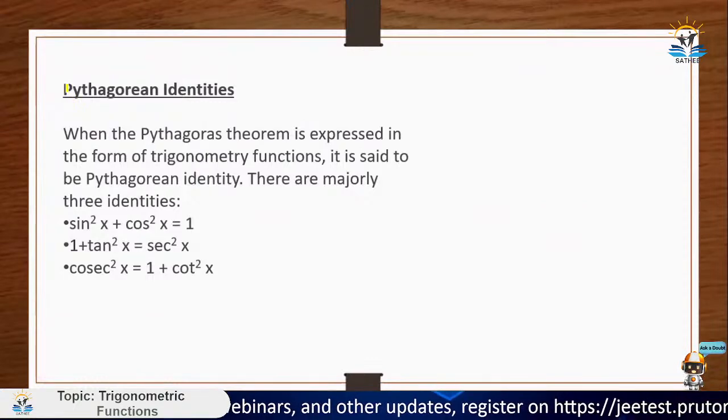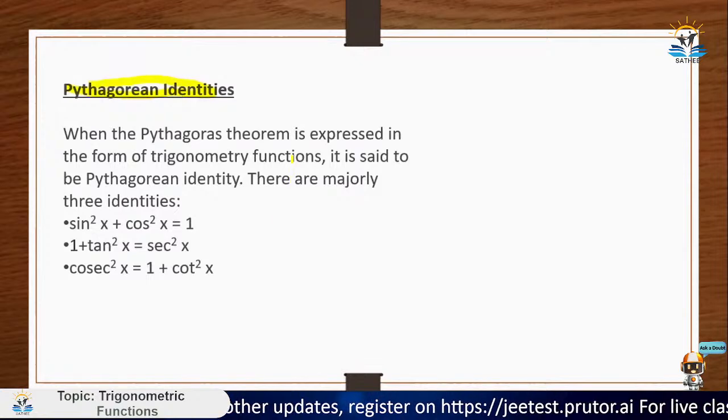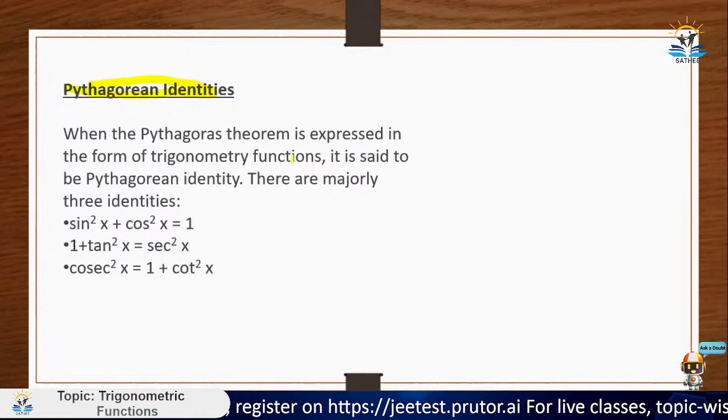Moving on to Pythagorean identities. So what are Pythagorean identities? These are square functions where, when we add two squared functions, we get one.